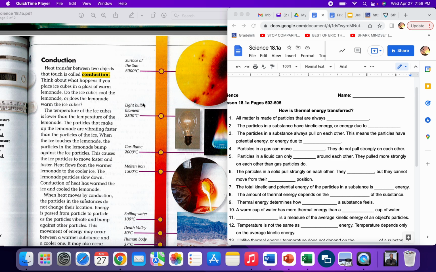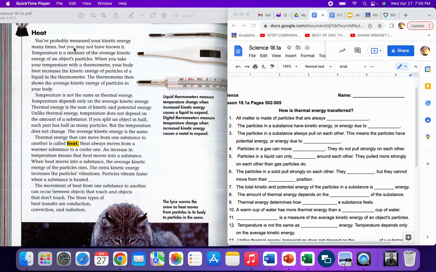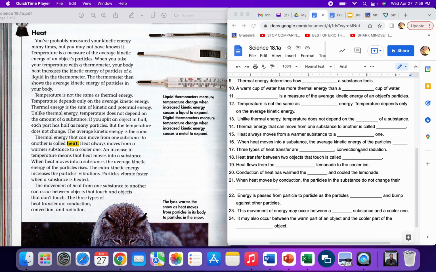Turning the page in your science book would look like this. Now we're going to start talking about heat. You've probably measured your kinetic energy many times, but you may not have known it. Temperature is, let me scroll your notes so you can keep cruising along with me, a measure of the average kinetic energy of an object's particles. When you take your temperature with a thermometer, your body heat increases the kinetic energy of the particles of a liquid in the thermometer. The thermometer then shows the average kinetic energy of the particles in your body.